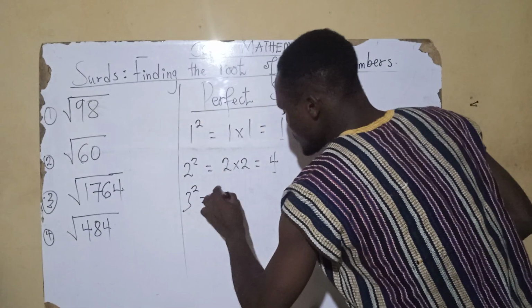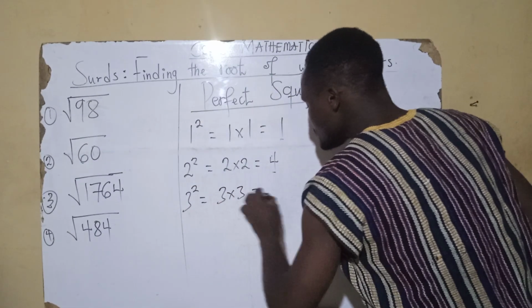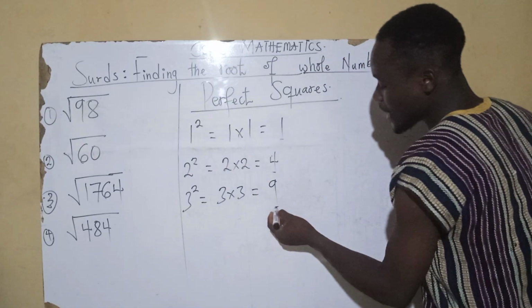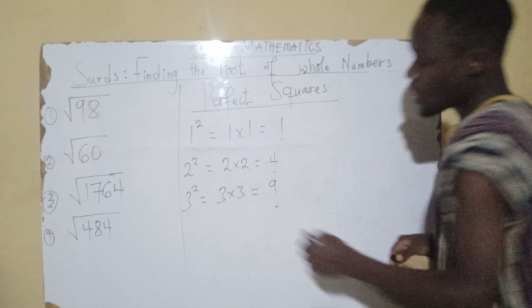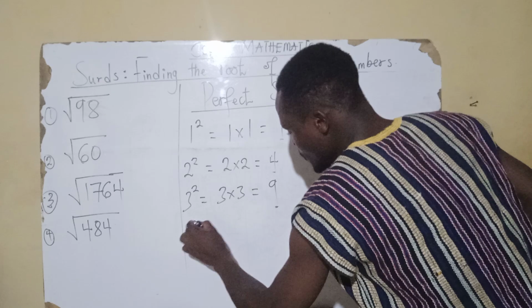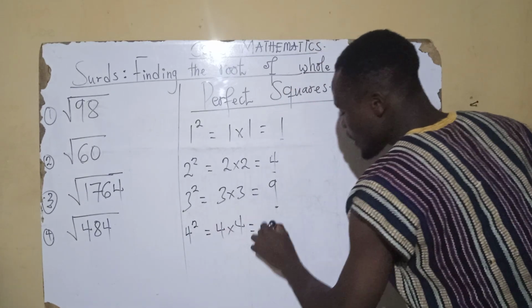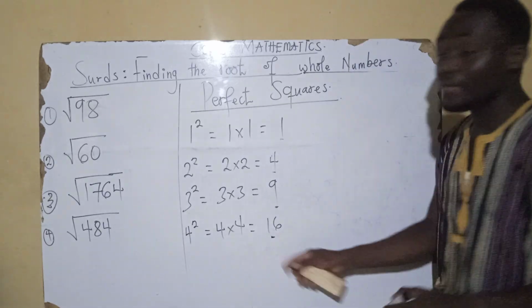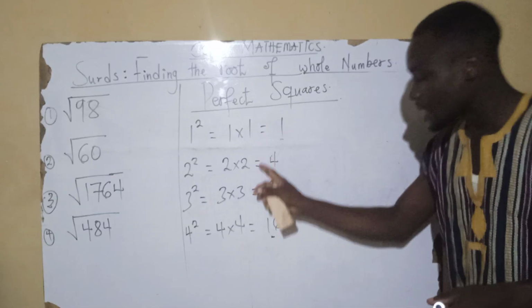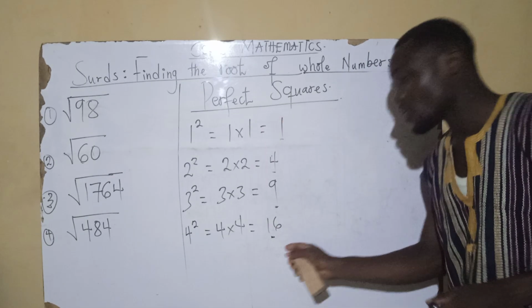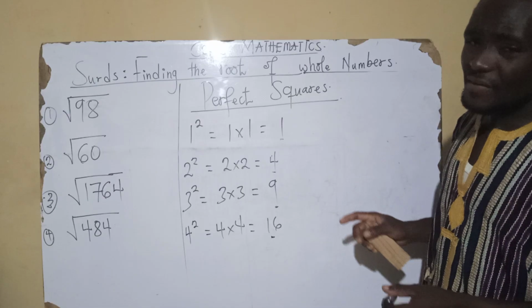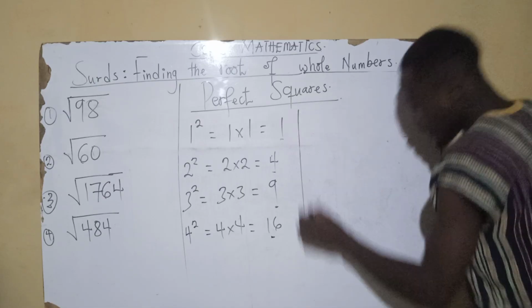3 squared, I have 3 times 3, which gives me what? 9. So 9 is a perfect square. Are you with me? Good. So we have the next number, 4 squared, which is 4 times 4. Well, I'm going to get what? 16. So 16 is a perfect square. So all the numbers here are all examples of what? Perfect squares. I believe it is clear. Very good. So let's continue with the next process.